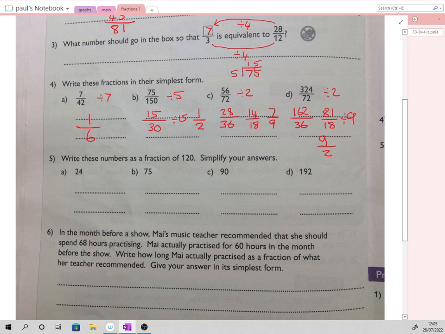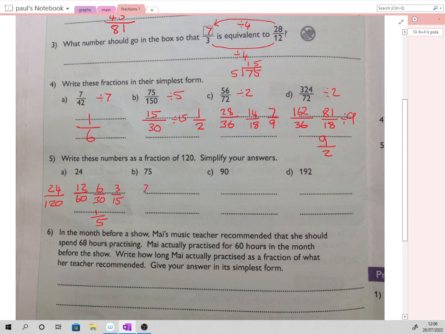Write these numbers as a fraction of 120 and simplify your answers. So we've got 24 over 120. So that's how you write it as a fraction of 120. Simplify the answers. Divide by 2, 12 over 60. Divide by 2, 6 over 30. Divide by 2, 3 over 15. Divide by 3 this time, 1 over 5.